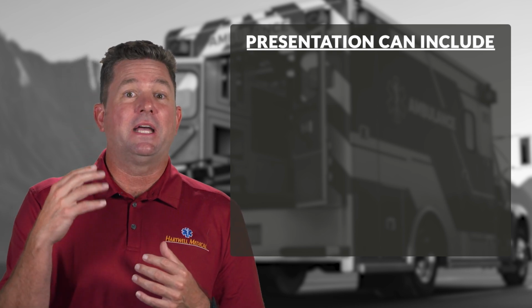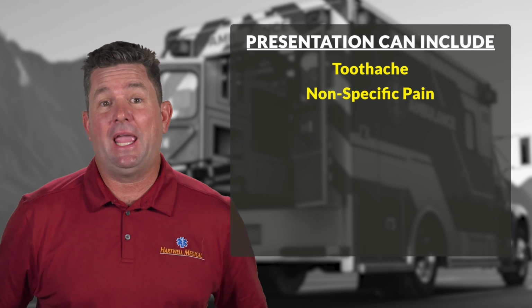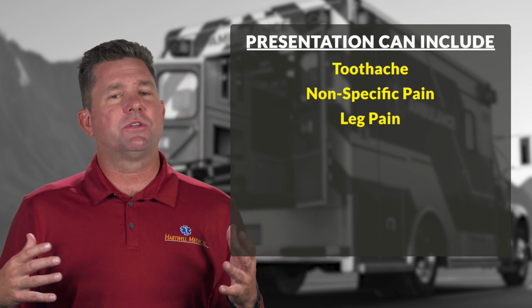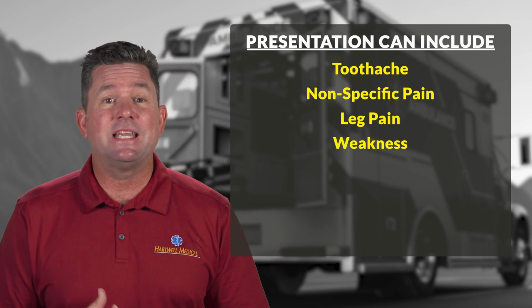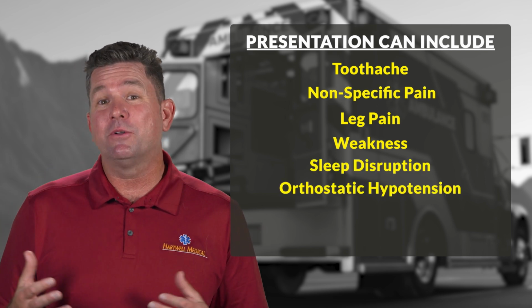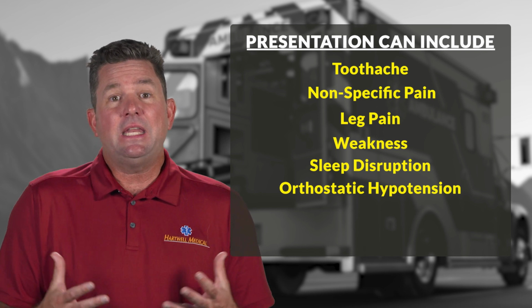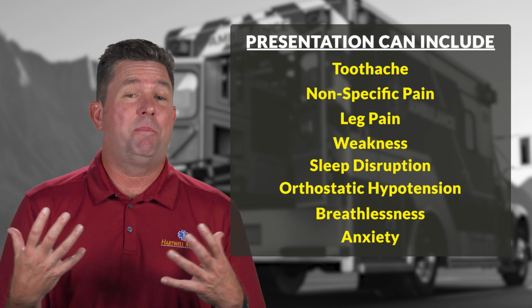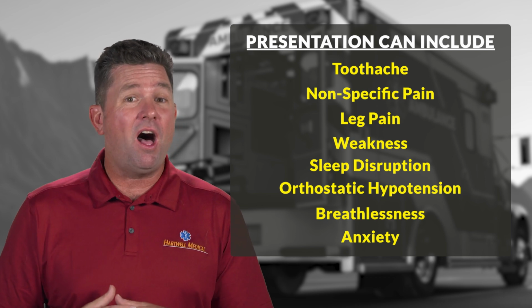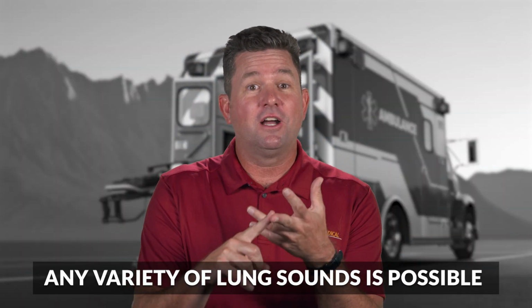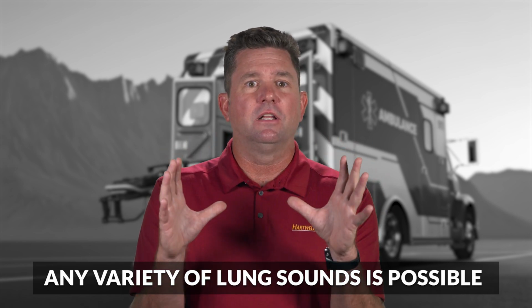And those include a toothache or any non-specific pain above the waist. And it can also be associated with leg pain. It can be associated with just vague, generalized body weakness, abnormal sleep cycles, orthostatic hypotension that you can't seem to explain, any kind of unexplained breathlessness, including a patient that presents a lot like a panic attack. In fact, the patient might write it off as a panic attack. And also any abnormal lung sounds, right, of any variety, including wheezes, rales, rhonchi, and maybe perfectly clear lung sounds.